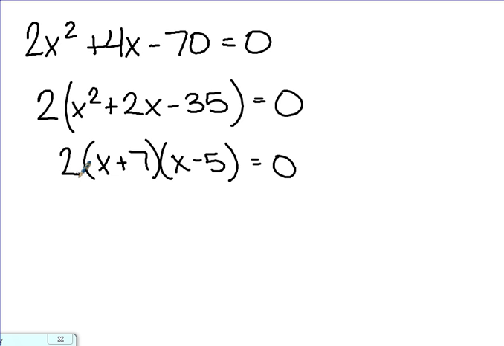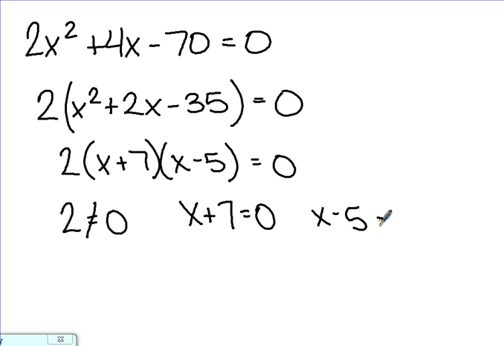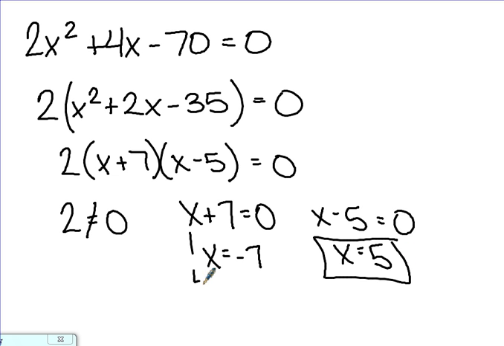Now before, when we had an x out in front, we said that x was equal to 0. Now we have 2 is equal to 0, which is not the case. So 2 cannot be a solution to this equation. We're going to take our other two binomials and set them equal to 0 to find our other solutions. X plus 7 equals 0, which means the solution is negative 7. And x minus 5 equals 0, which means that 5 is the solution. So the two solutions to this equation are x equals negative 7 and x equals 5.